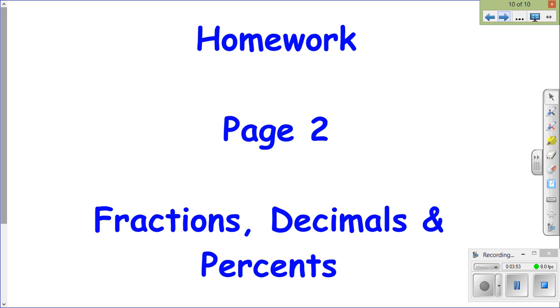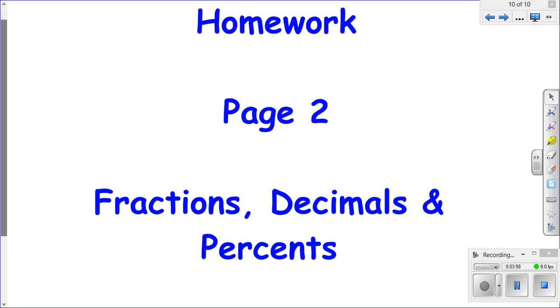And you can work on page 2, fractions, decimals, and percent homework, questions 1 to 2.